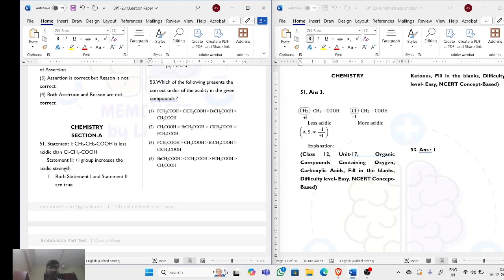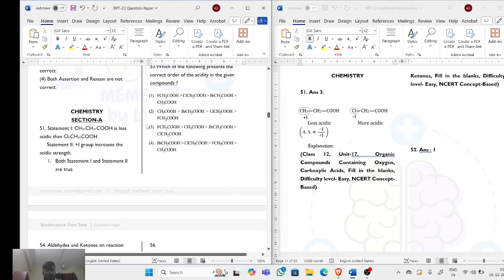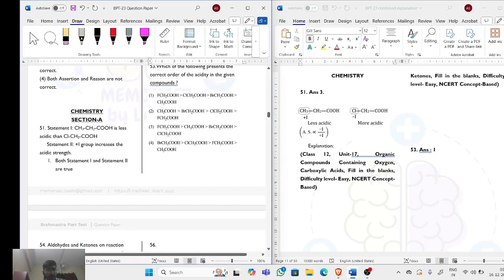Okay, so let's start. First of all, question number 51. Here we are given two statements. First, CH3CH2COOH is less acidic than ClCH2COOH. Here a plus I group is present and here a minus I group is present. So minus I will increase the acidic property. So statement 1 is correct.